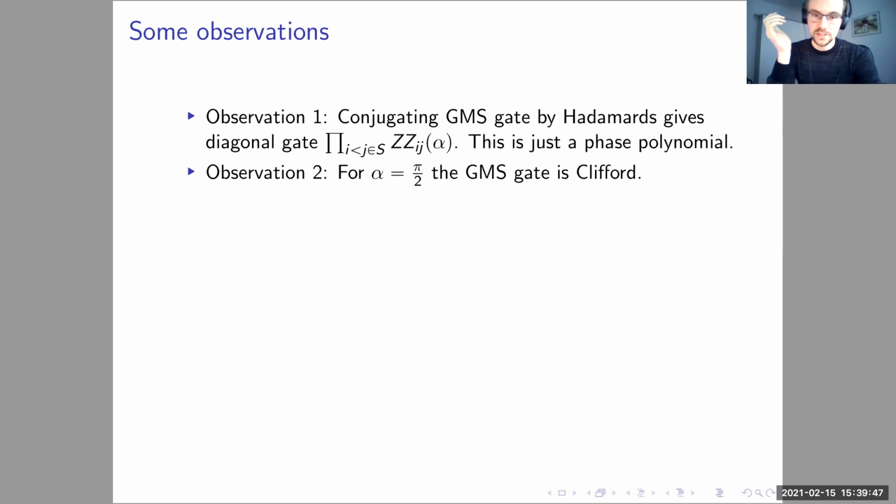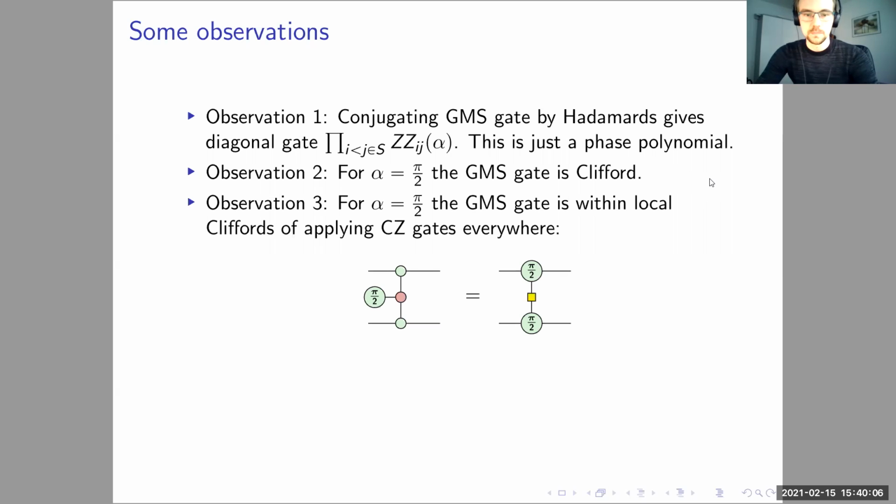The second observation is that if we take this interaction strength alpha, so physically this alpha is determined by how long we shine the lasers on the trapped ions. So generally we can tweak this to make it the value we want. So if this value alpha is pi over 2, then the GMS gate is Clifford. In particular, what this corresponds to is that up to local Cliffords, this corresponds to applying a CZ gate everywhere.